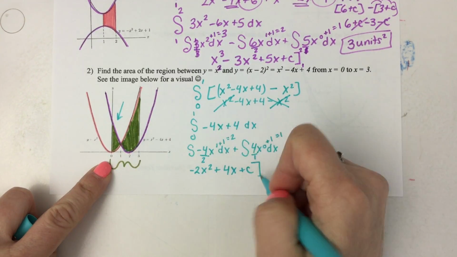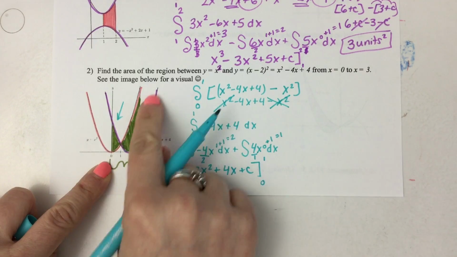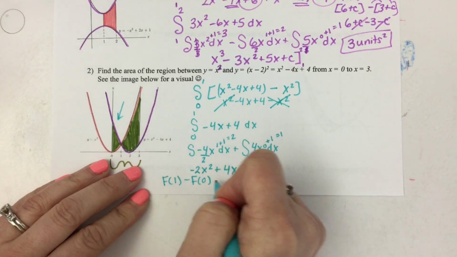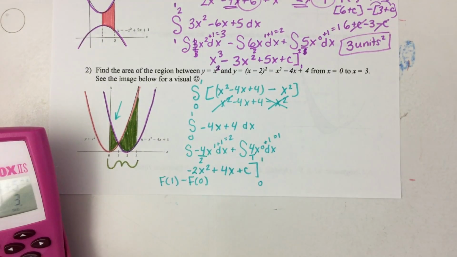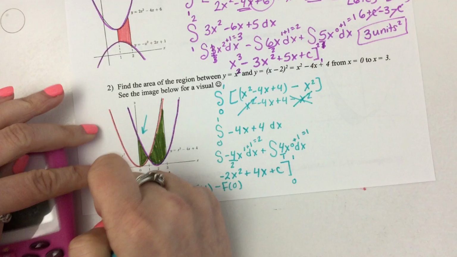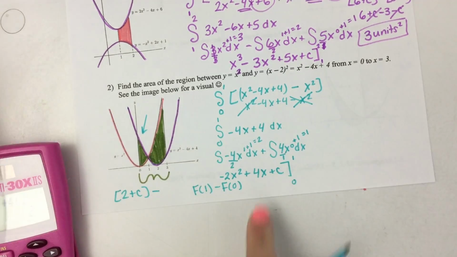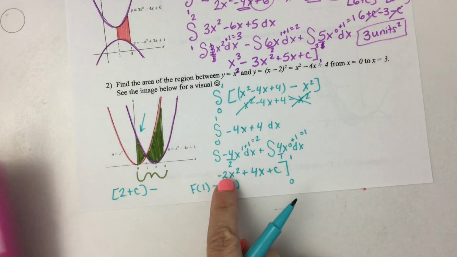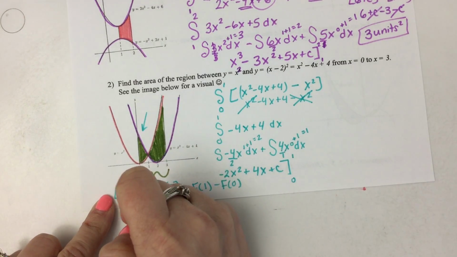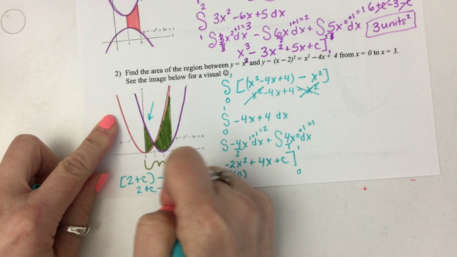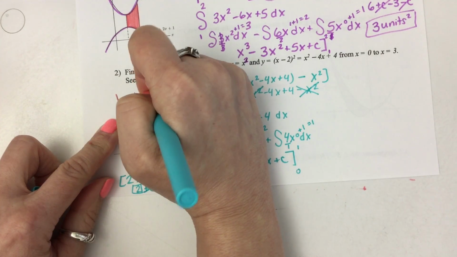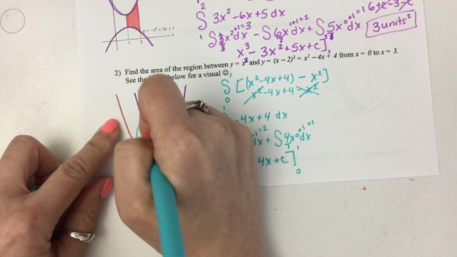This piece, we're going from 0 to 1 because that's where this curve was above the other curve. So I have f of 1 minus f of 0. If I fill a 1 in here, negative 2 times 1 squared plus 4 times 1, I get 2. So 2 plus c minus, now I'm filling a 0 in there. If I fill in a 0, this will cancel and this will cancel, leaving you just a c. So I have 2 plus c minus c, that cancels. This has an area of 2 units squared. That is just this piece.